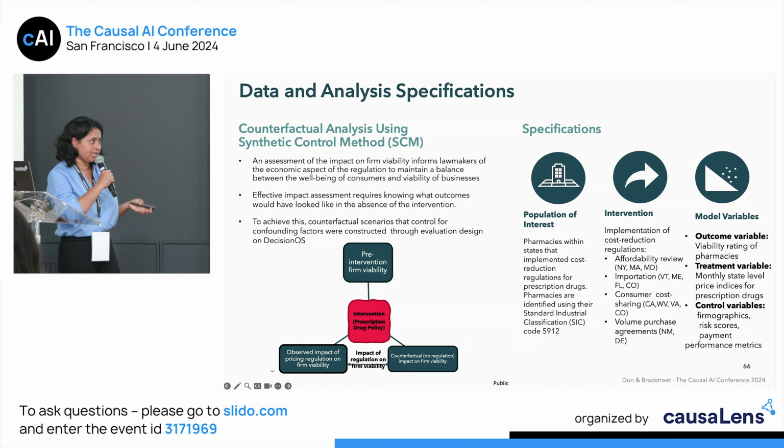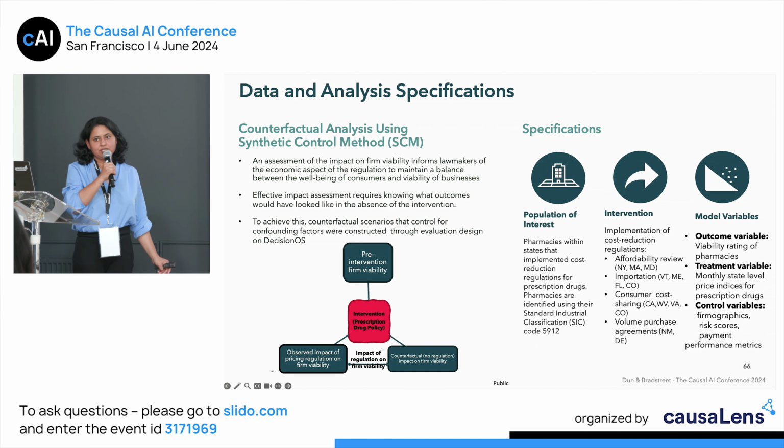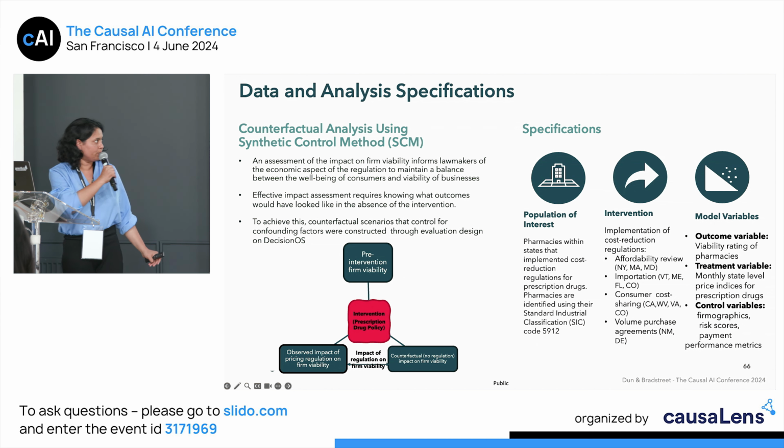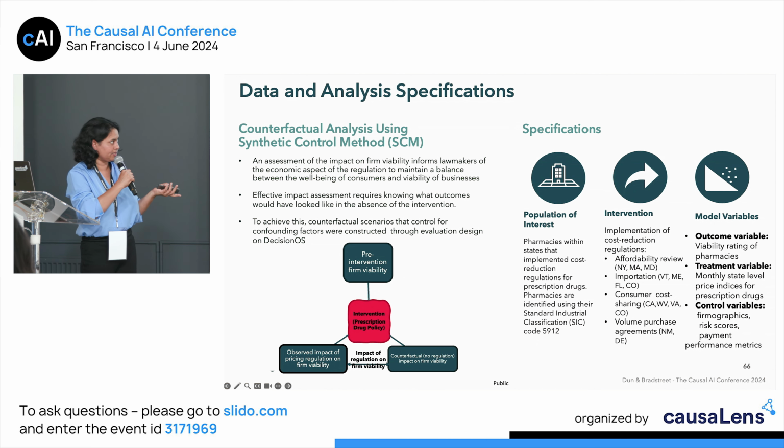And what's the intervention? We saw that there were many regulations that have been implemented over the years, but during our period of study, the major ones were the four that you see on the screen here: affordability review, importation, volume purchase, and consumers cost sharing. I'll explain a little bit of these later on. And as you can see, during this period of study, these were the states that had implemented it.